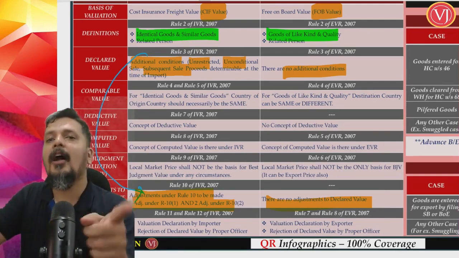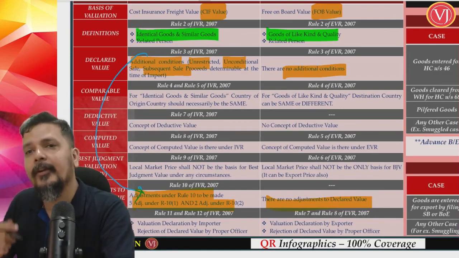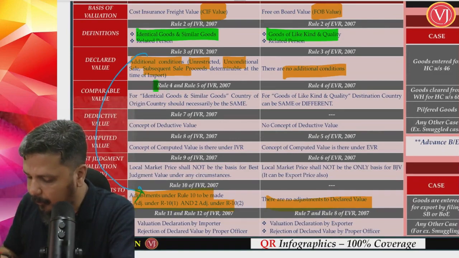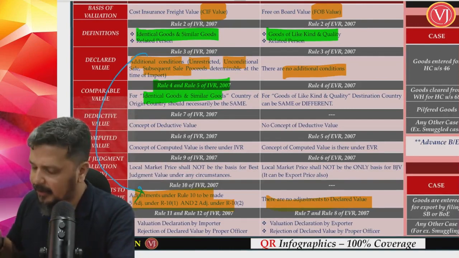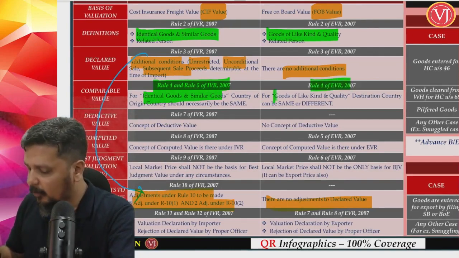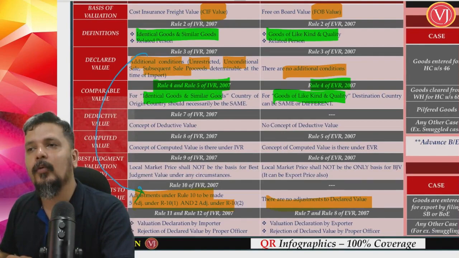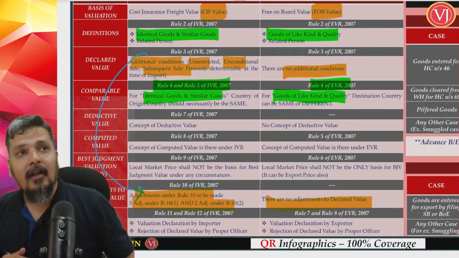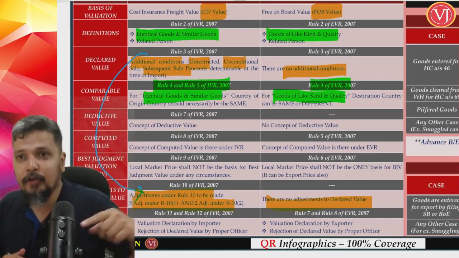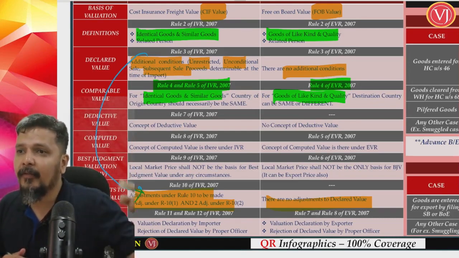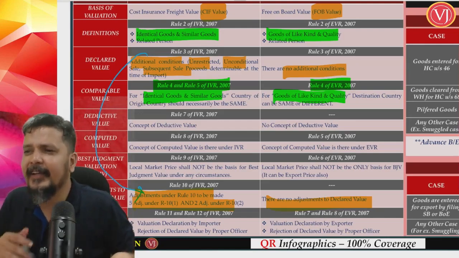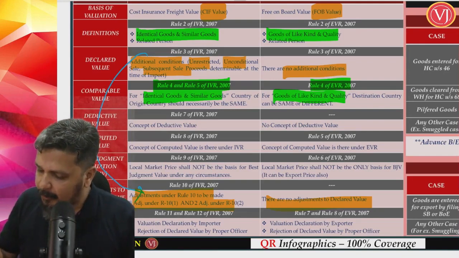Now, if you are not successful at rule 3, what is the next rule that you take in import? Rule 4 followed by rule 5, which is identical goods, similar goods. In your export, it is goods of like kind and quality. In import, they are very specific. Country of origin and destination both should be the same. Country of origin, that is exportation USA, and destination, which is India, both should be the same.